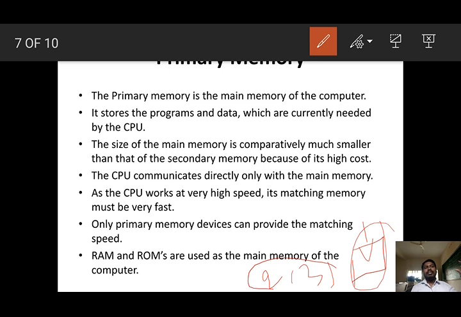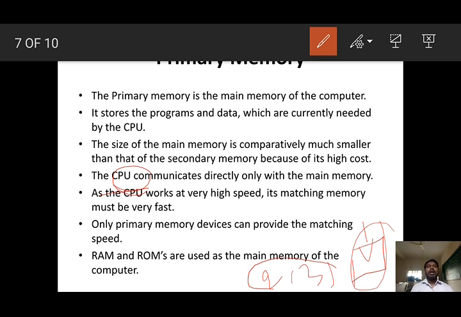So comparatively, if you take secondary memory and primary memory, which means the main memory, the primary memory has a smaller size than the secondary memory. Understand? Next, the CPU communicates directly only with the main memory. Dear students, here the CPU indicates the processor. Understand? So the CPU directly communicates with the primary memory only. For what? To access the data, to fetch the instruction, to execute the instruction, which are all stored in the primary memory.